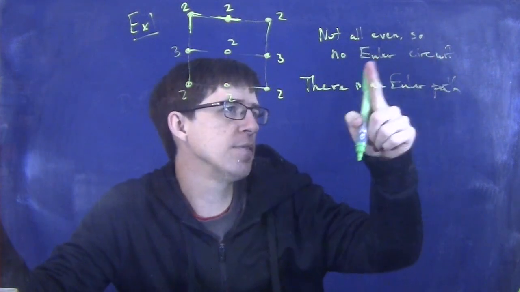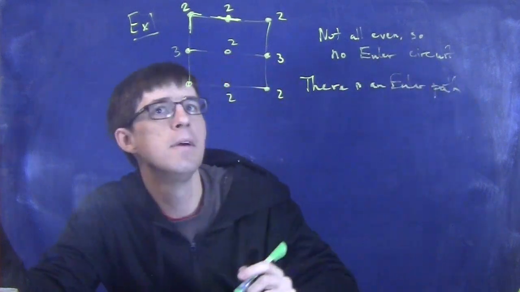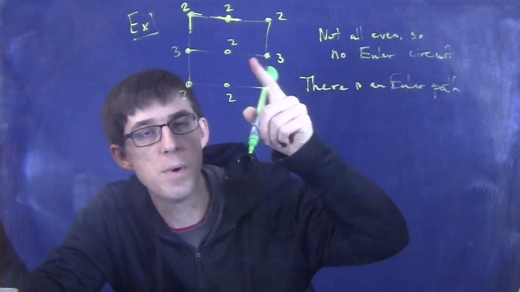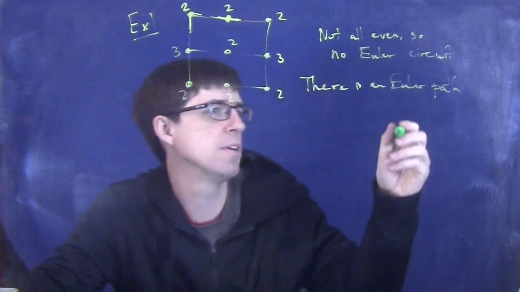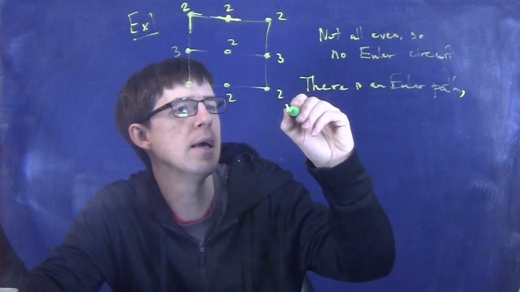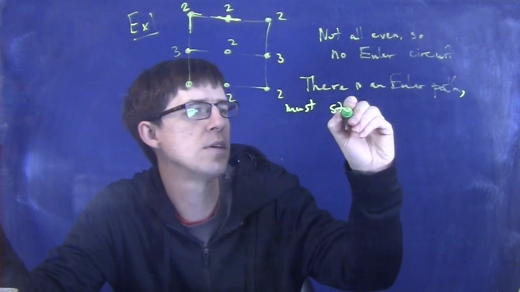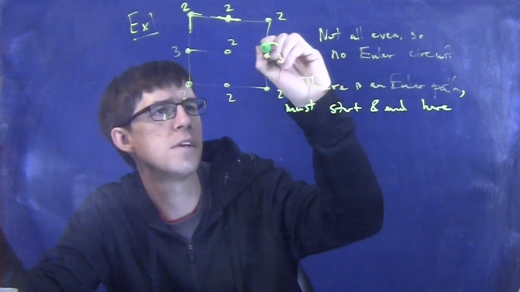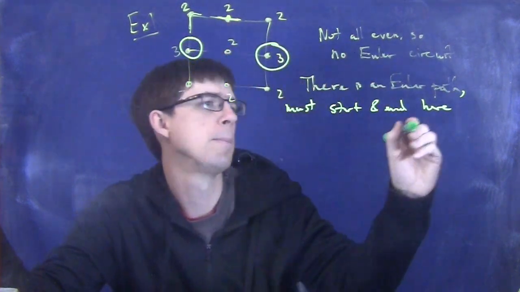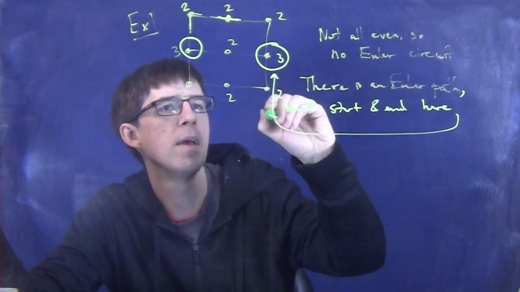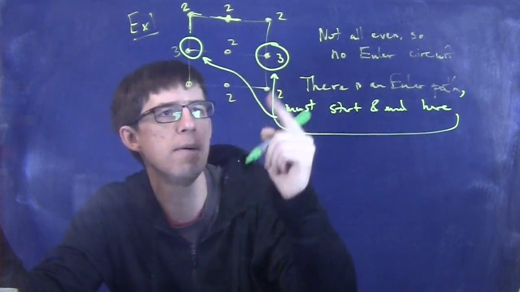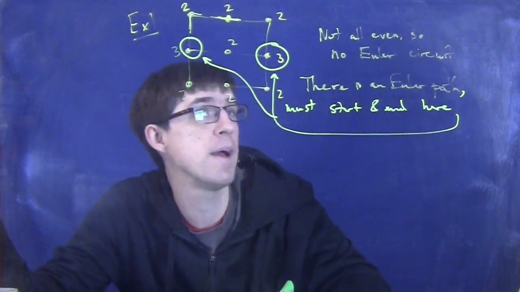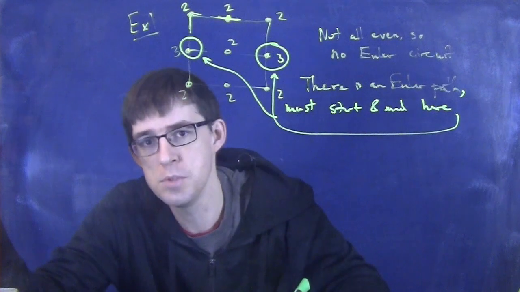So they're not all even, so there's no Euler circuit. There is an Euler path, and furthermore, we can say where it must go. It must start at one of these threes and end at the other one. It could start here and end here, or it could start here and end here. So there is an Euler path, and it must start and end here. Can I just circle these? It could be either way, right? It could start at this one and end at that one, or it could start at this one and end at that one. But that's what it must look like. There is an Euler path, and it must start and end at those 2 vertices.